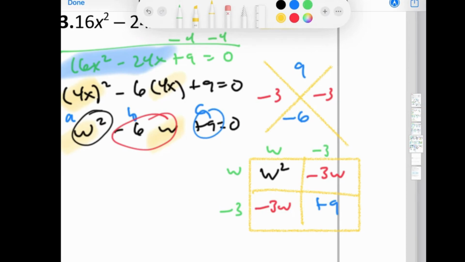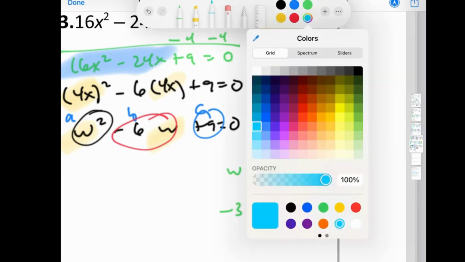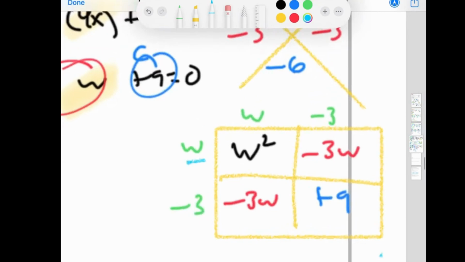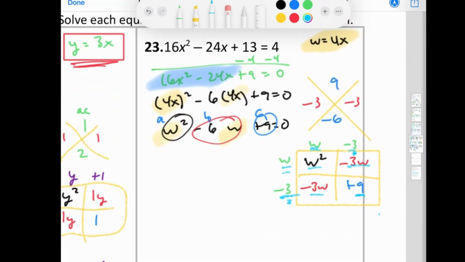Remember, you can always multiply to check your answer here. W times W is W squared. W times negative 3 is negative 3W. W times negative 3 is negative 3W. And then negative 3 times negative 3 is positive 9. Whoa, that's a 0. And then here I'm going to do my substitution back in.